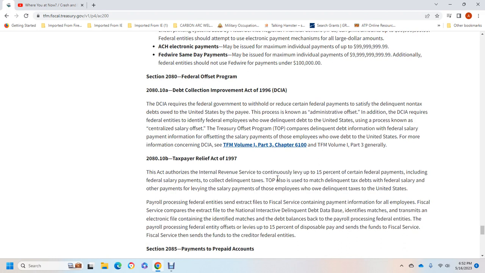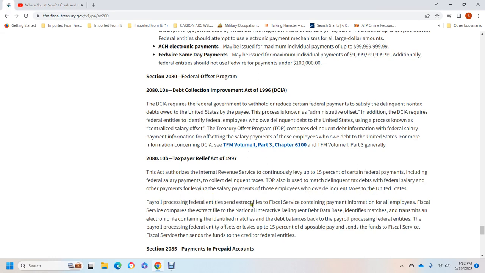Section 2080-10B, the Taxpayer Relief Act of 1997. The Act authorized the Internal Revenue Service to continue to levy up to 15% of federal payments, including federal salary payments, to collect delinquent tax. The Treasury Offset Program also allows matching delinquent tax debt against federal salary and other payments, levying the salary payments of the employee for delinquent tax owed to the United States.